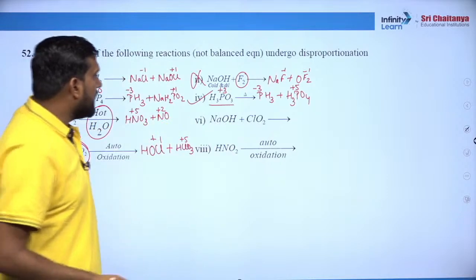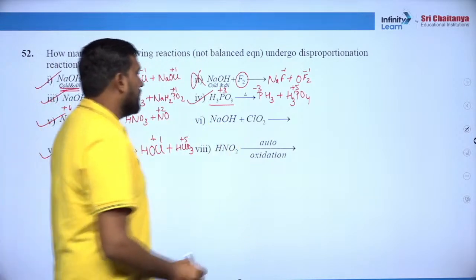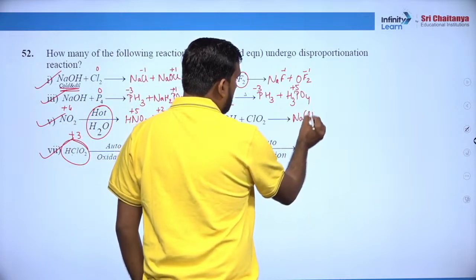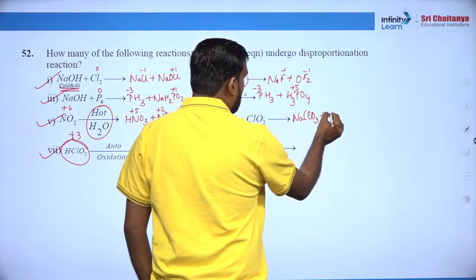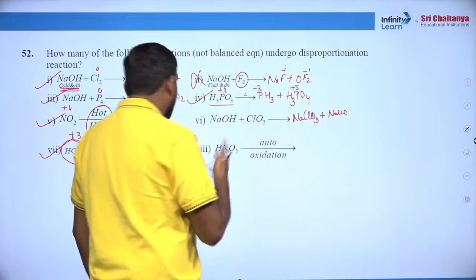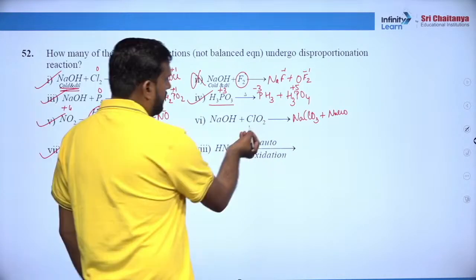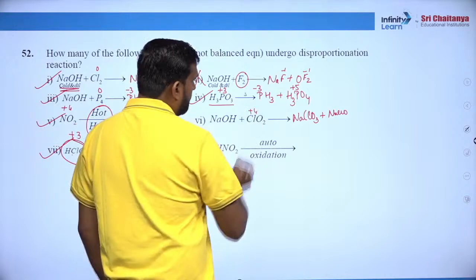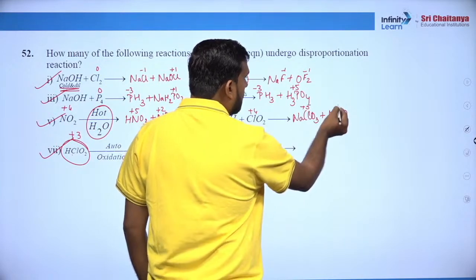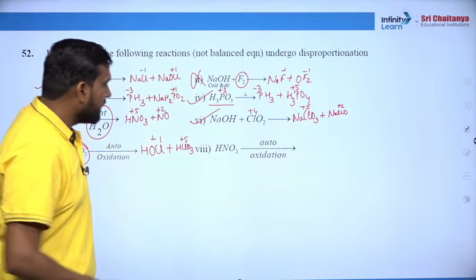The next one is that NaOH reacts with ClO2, okay. So it will basically create NaClO3 along with NaClO, okay. So in this reaction, if you look, it's present in +4 oxidation state. Here it is present in +5 oxidation state. Here it is present in +3 oxidation. So this is also a disproportionation reaction.